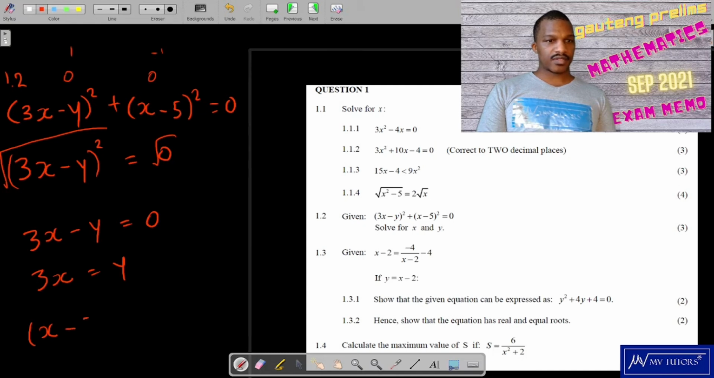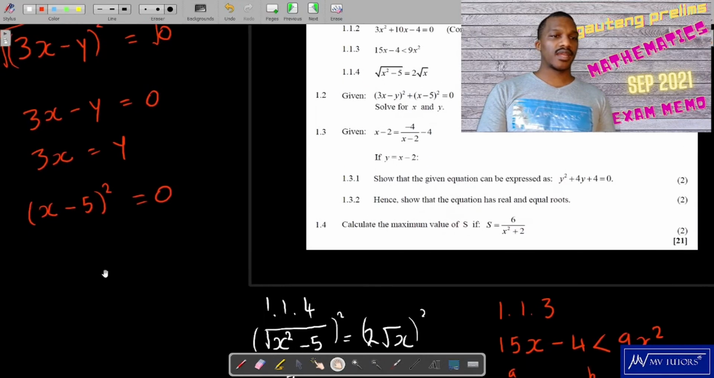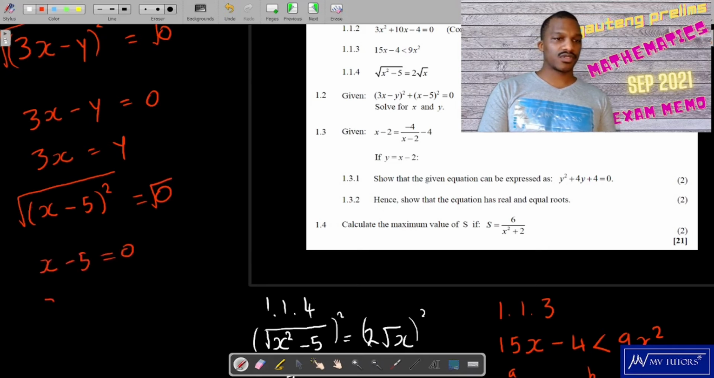X minus 5 squared is equal to 0. And then I'll solve for x. So, square root. And then I have x minus 5 equals 0. So x is equal to 5.